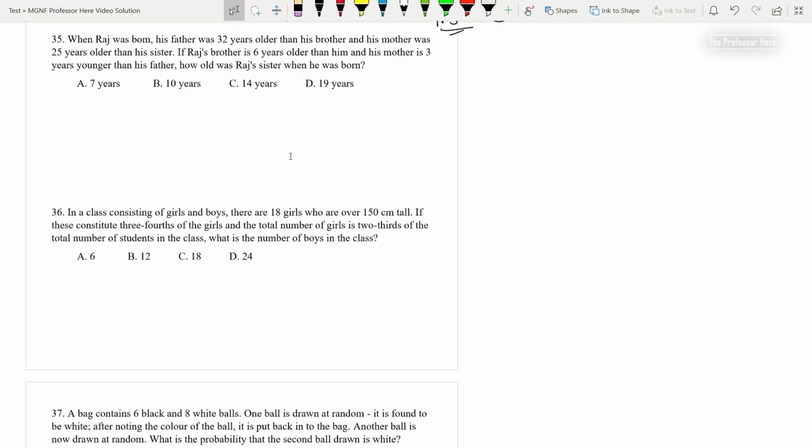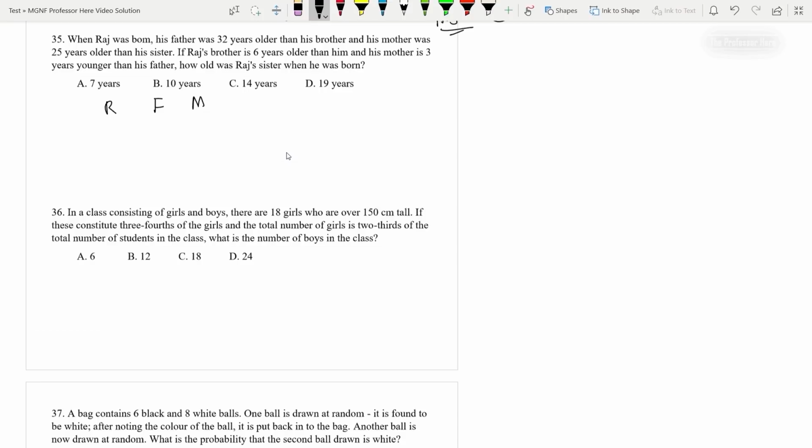Question number 35. When Raj was born, his father was 32 years older than his brother and his mother was 25 years older than his sister. Raj's brother is 6 years old. How old was Raj's sister when he was born? When he was born, his age is 0. Remember that.